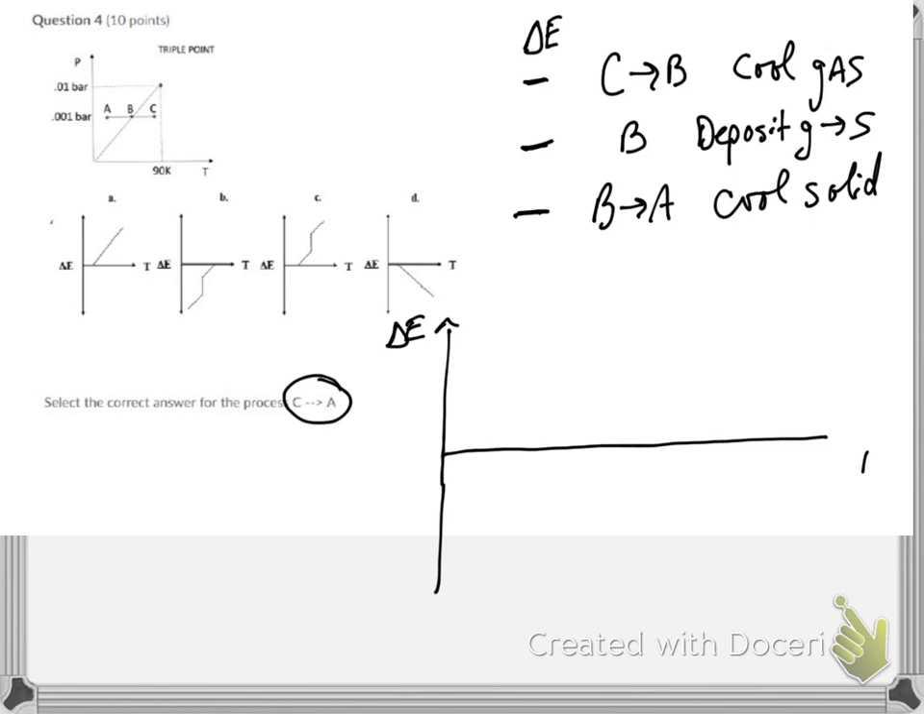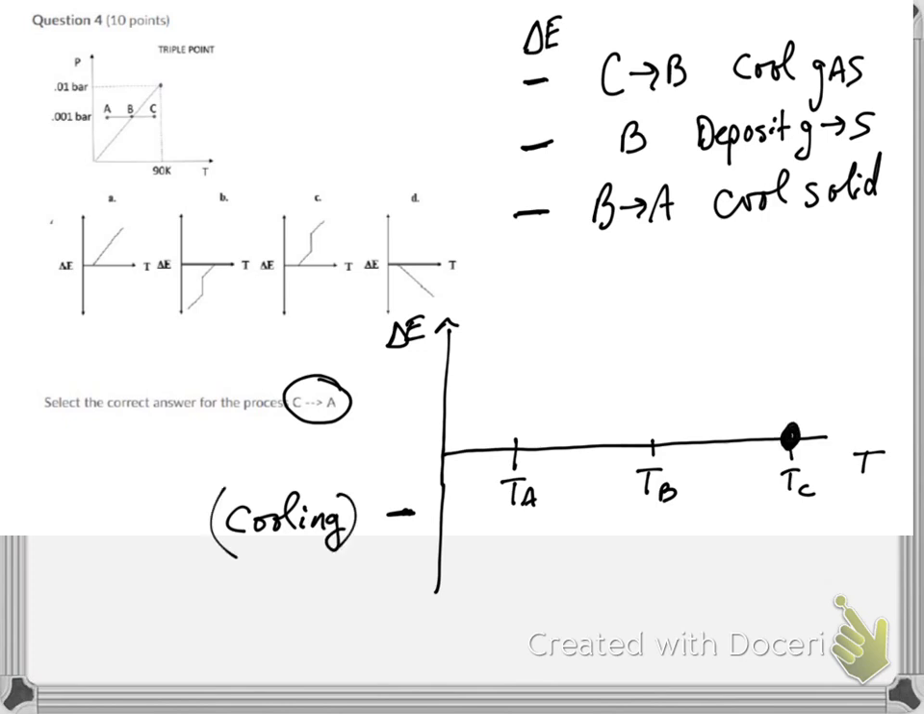Since we're talking about negative numbers, we have to plot versus delta E, and we want to make sure we have an axis for delta E that's negative. We put our 3 temperatures, and in this case, we're starting at point C. So that means delta E is 0 at point C. Cooling is minus.